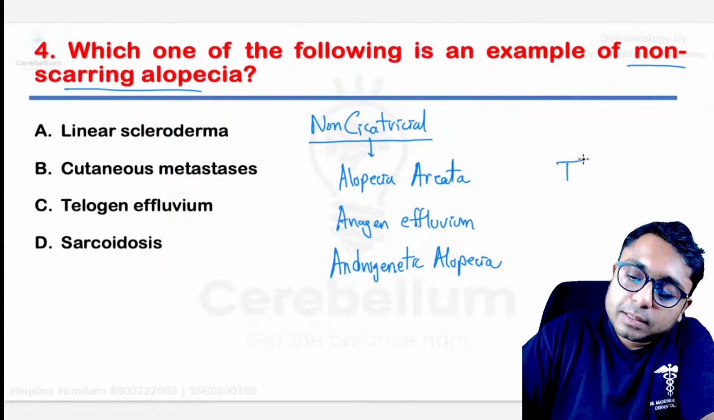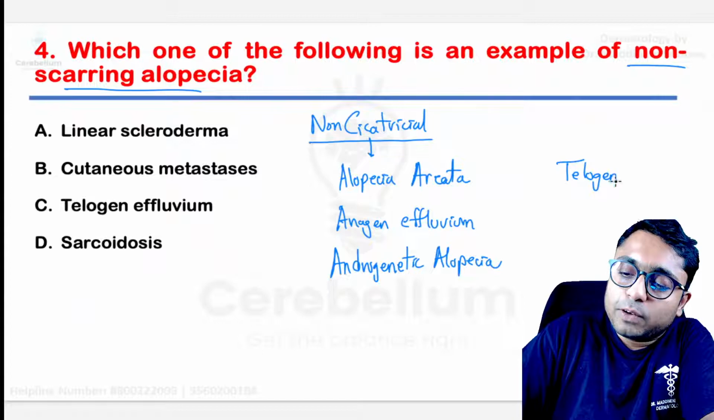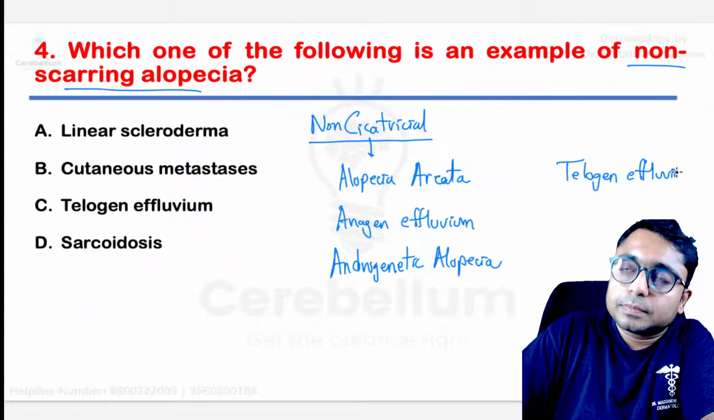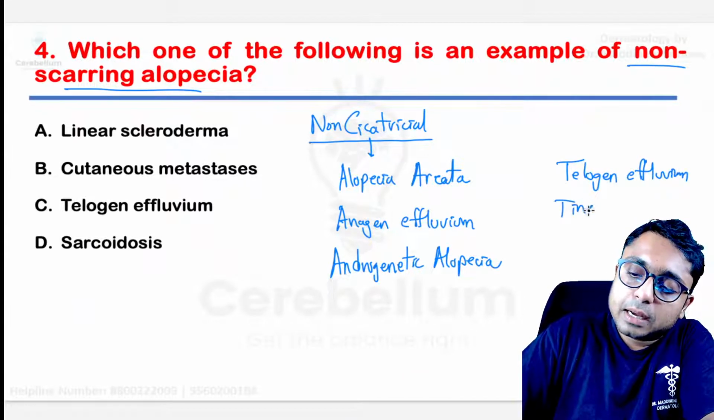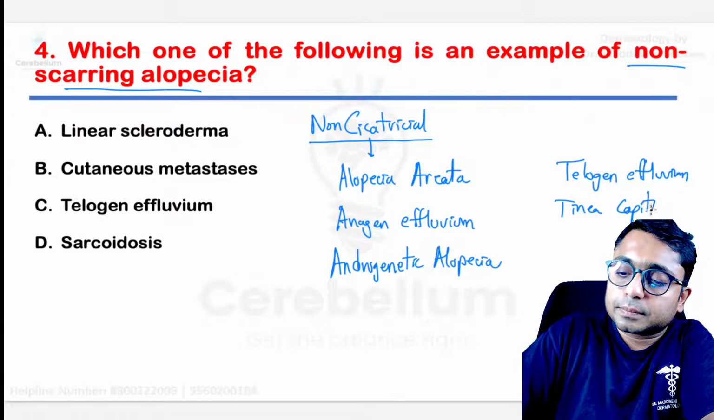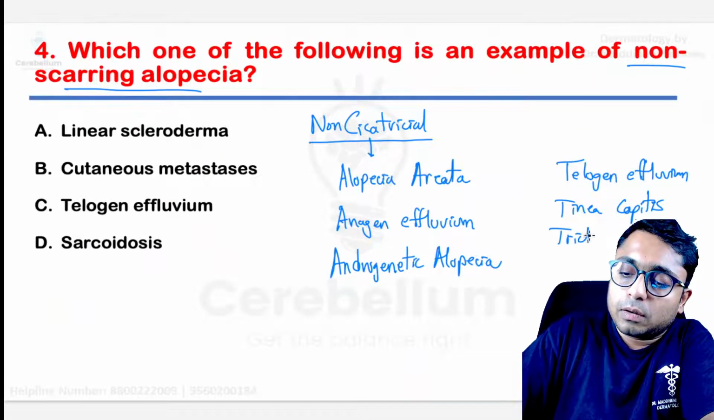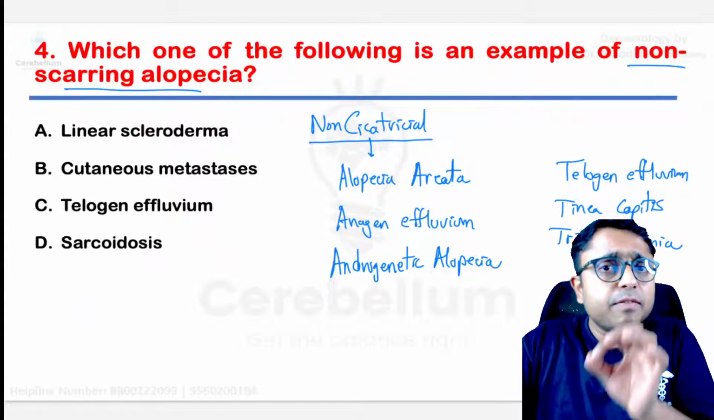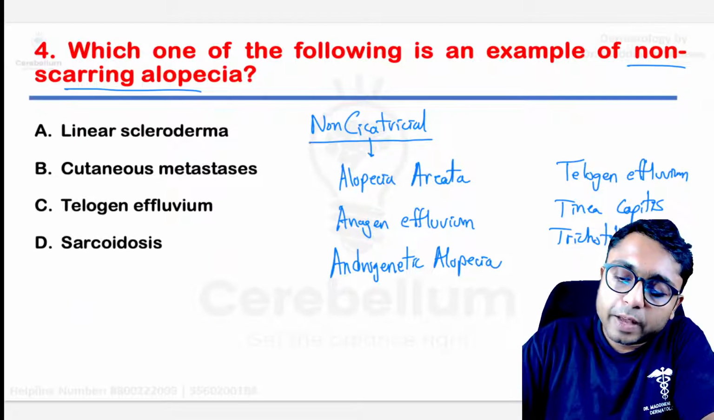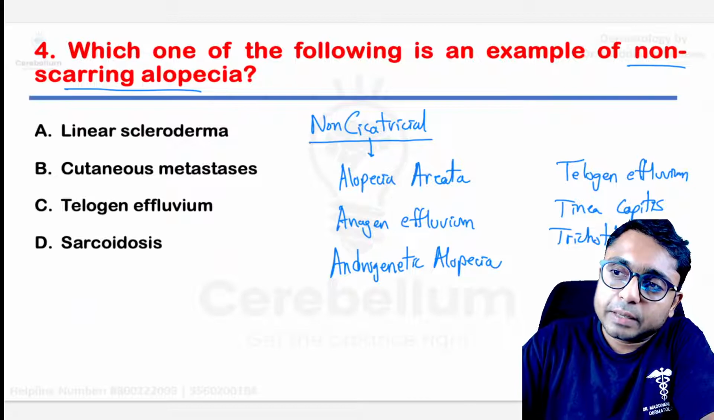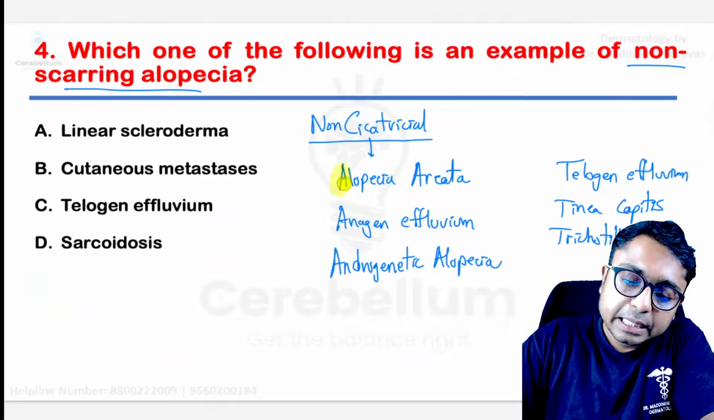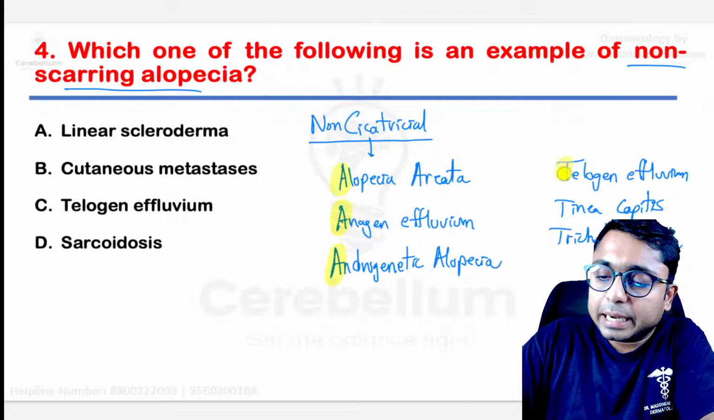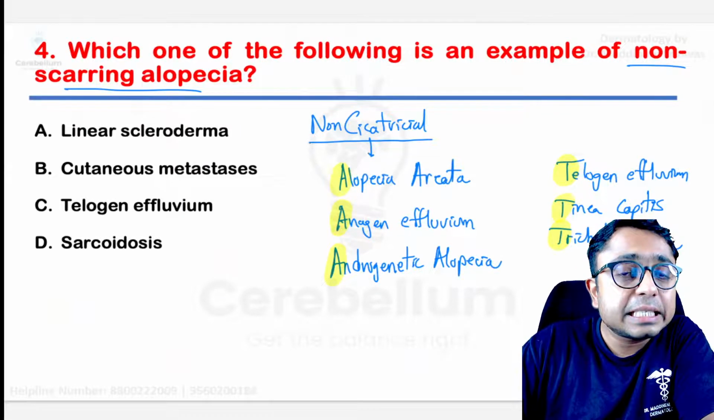Telogen effluvium, tinea capitis, trichotillomania. So these are the conditions which are very important for you to remember. If you observe carefully, what is the common thing for all of them? The common thing is that the alphabets A and T are the ones with which the disease names are starting.